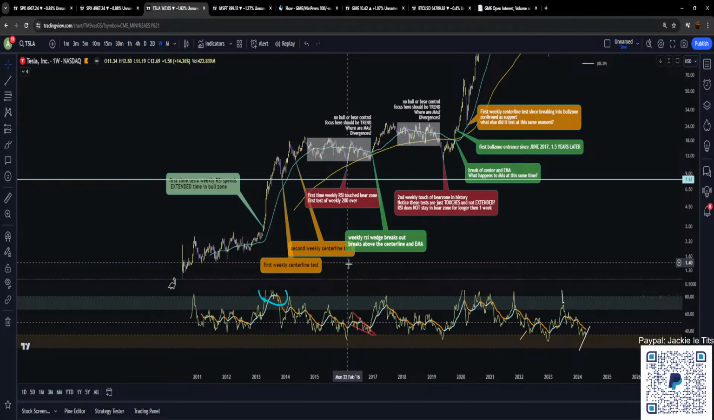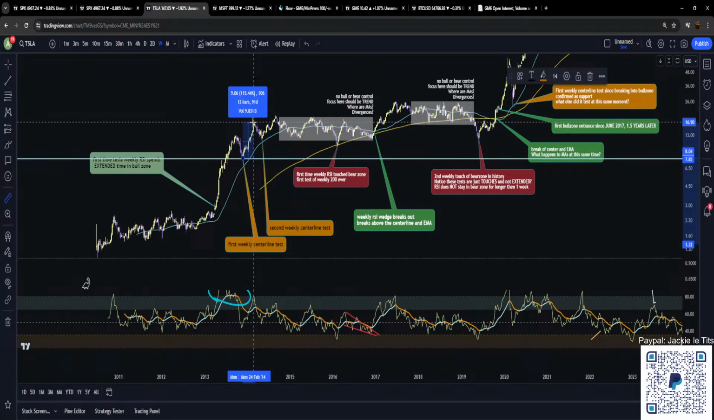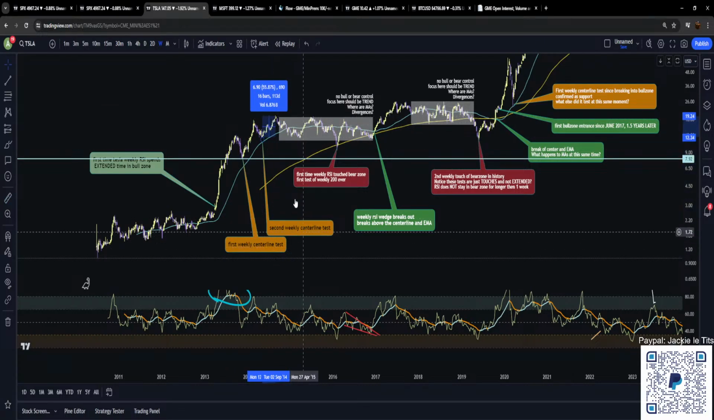And so looking at this, you guys can see that I've drawn a couple of things for you, right? You can see the first weekly center line test after breaking above into the bull zone. First weekly center line test, huge explosion, right? Huge explosion. 115%. And then your second test, 55%. And then it slips underneath the center line.